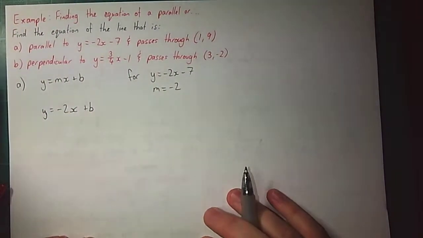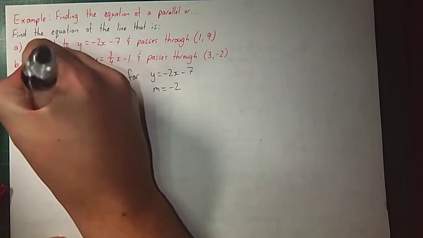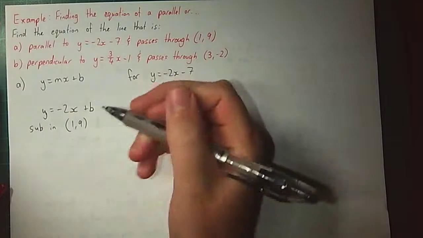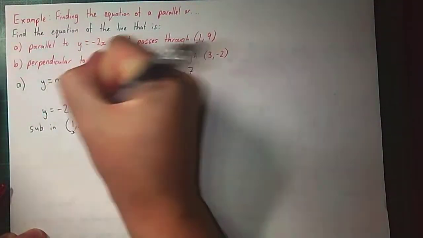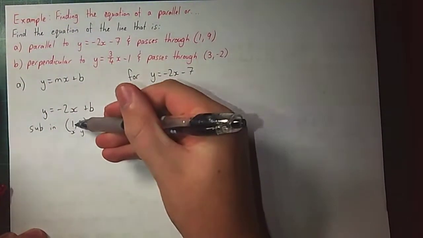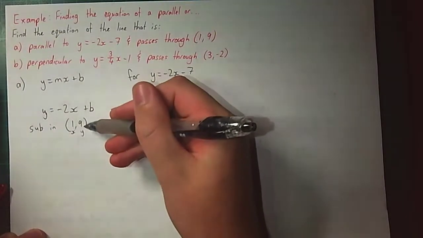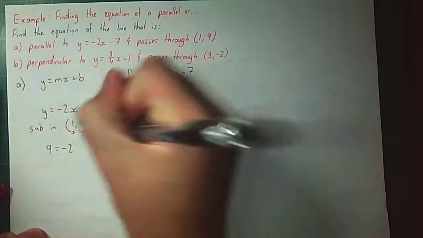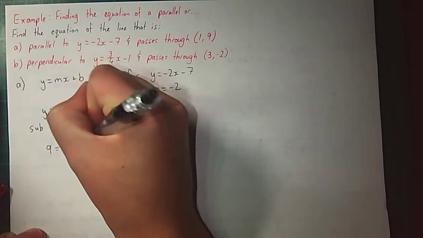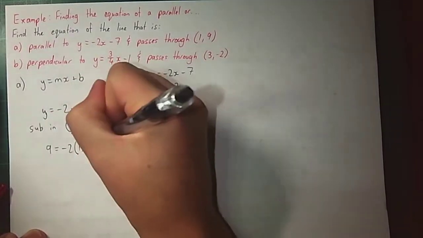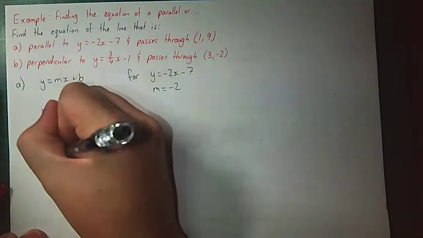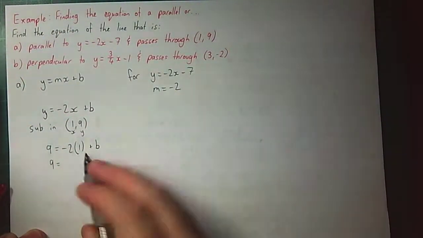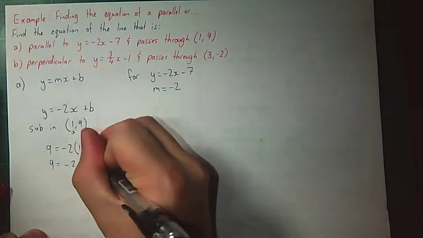Okay? So the way this works is we need to sub in (1, 9) into this equation. So we know that this is our x value and this is our y value. So whenever we see x, we're going to pop in 1, and whenever we see y, we're going to pop in 9. So we're going to have 9 is equal to minus 2, and then instead of x, we're going to have 1. I'm going to pop it in brackets because it's being multiplied, plus b. So we know that 9 is equal to minus 2 times 1. Minus 2 times 1 is going to be minus 2, plus b.